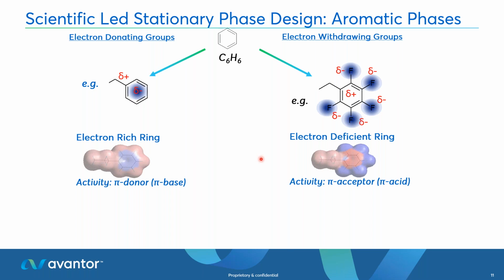So this is a deficient ring, whereas we have the rich ring from the phenyl group, and therefore they're complementary selectivity. They're not going to give you the same retention, the same elution order for your analyte mix. So they're quite nice columns to have for your method development.